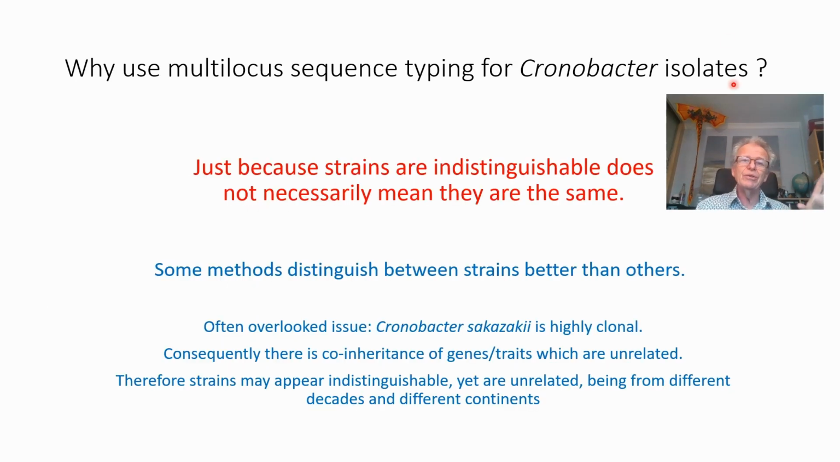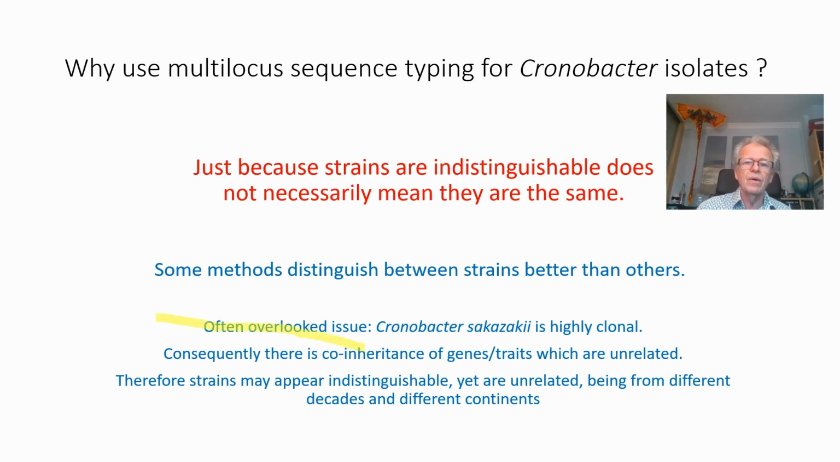So why use multi-locus sequence typing? Well, let's just kick off with something which unfortunately is often overlooked. Just because strains are indistinguishable does not necessarily mean they are the same. If you say these two strains are indistinguishable, it depends on your method. It does not mean they are the same necessarily. Some methods distinguish between strains better than others.